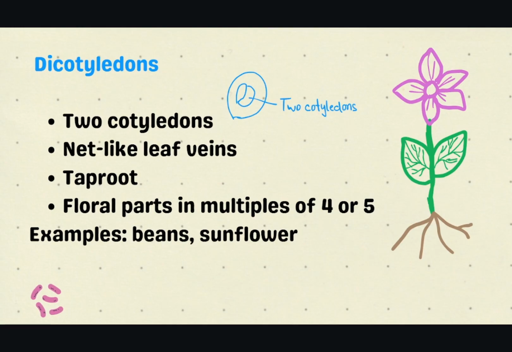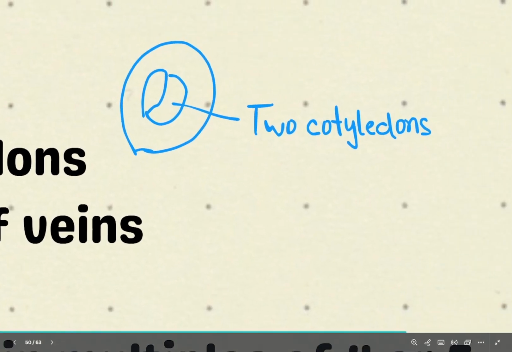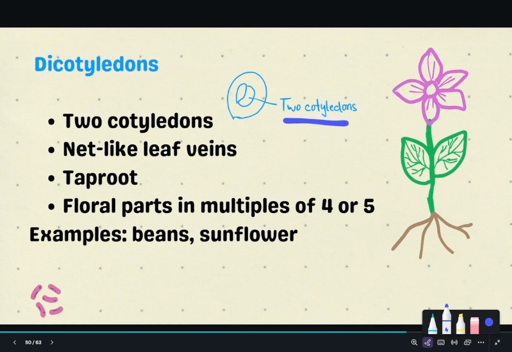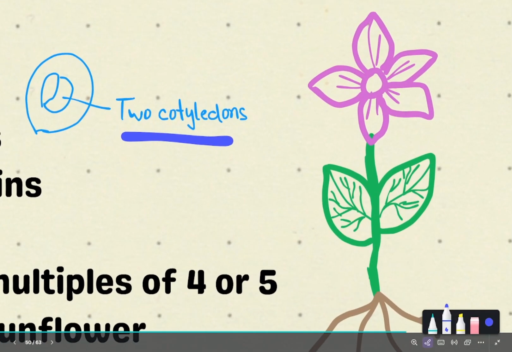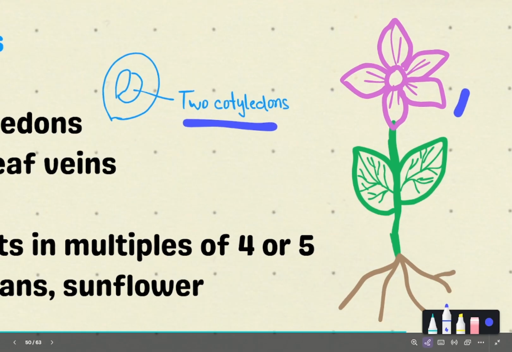Moving ahead towards dicotyledons, 2 cotyledons are present inside their seed. So 2 cotyledons, and again, what makes me think that? Again, we have to just look into the 3 features that make a flowering plant a dicotyledon. Their flower petals are going to be present in multiples of 4 or 5, not in 3. If it's 3, then it is a monocotyledon. But if the flower petals are present in multiples of 4 and 5, then it is definitely a dicotyledon.